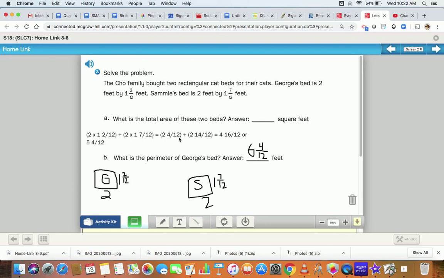2 and 4/12 would be the area of George's bed. And then 2 and 14/12 would be the area of Sammy's bed. And when you add those together, you're going to get 4 and 16/12 or 5 and 4/12. Either one of those answers would be correct. And then they wanted to know the perimeter of George's bed. So again, for perimeter, we do 2 plus 2 plus 1 and 2/12 plus 1 and 2/12. And you would get 6 and 4/12 for the perimeter of George's bed.